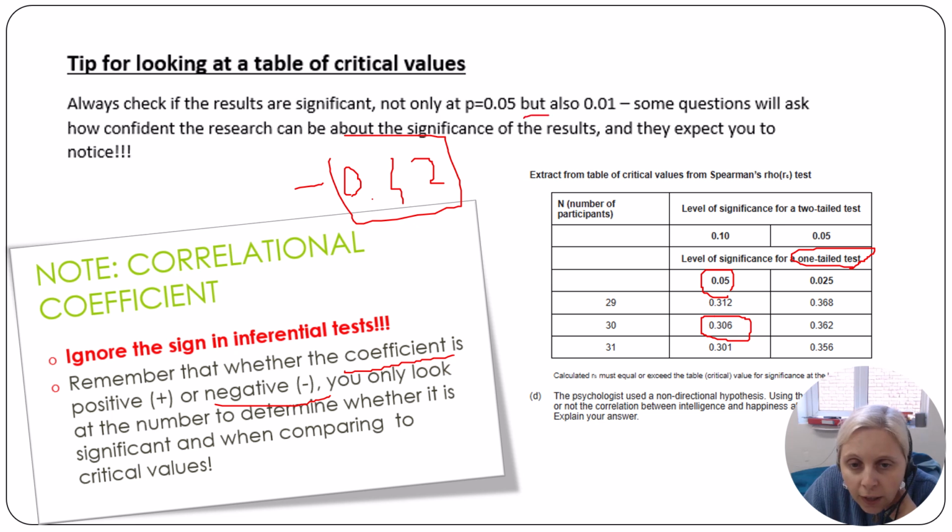Now here it's saying, also look at a lower p-value. So is it still significant at 0.025? We see that that's a bit higher, but 0.42 is still higher. So that means that you can be more confident because there's only a 2.5% risk of making a type 1 error.